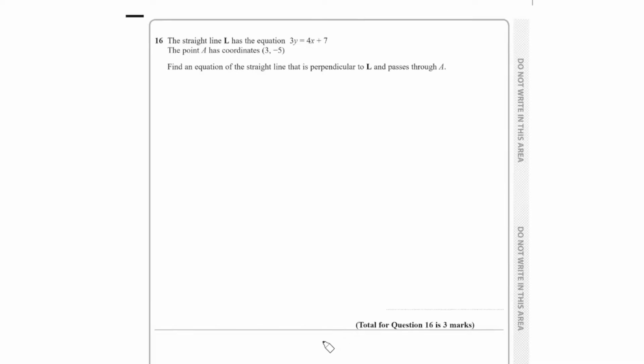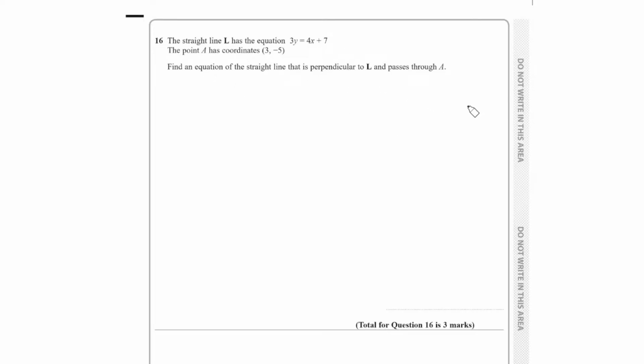Okay, next one, question 16. I know you've had kind of straight line graph questions, but I don't think you've had perpendicular lines specifically yet. Again, correct me if I'm wrong, but I don't remember seeing any actual perpendicular lines. So this is quite a nice one because it's just the most straightforward version of this question you could get.